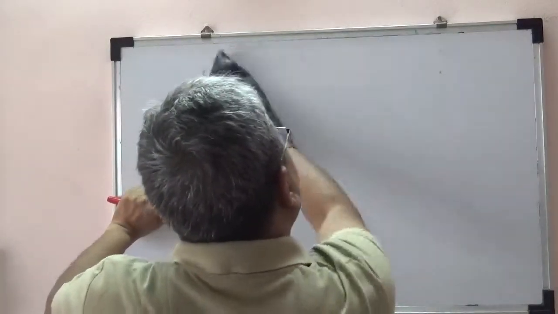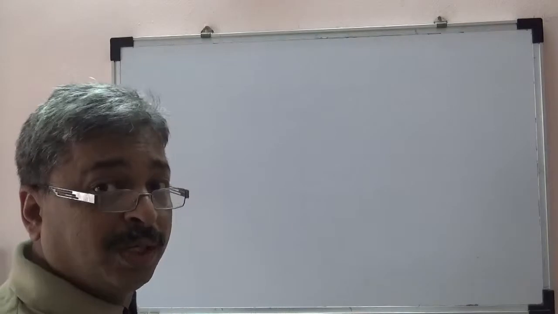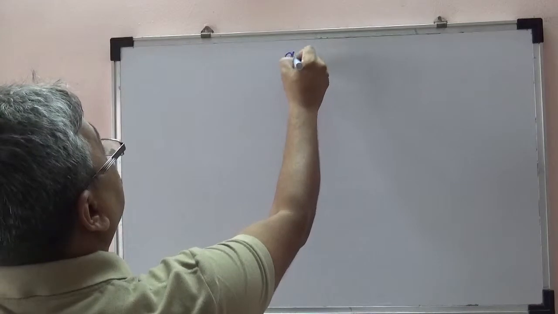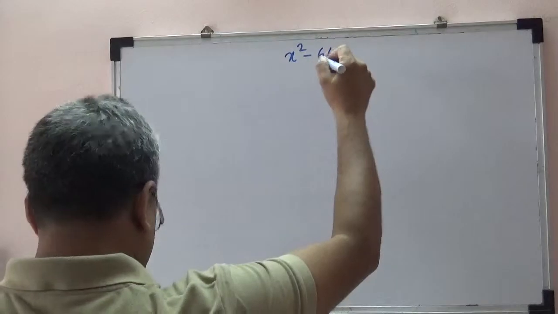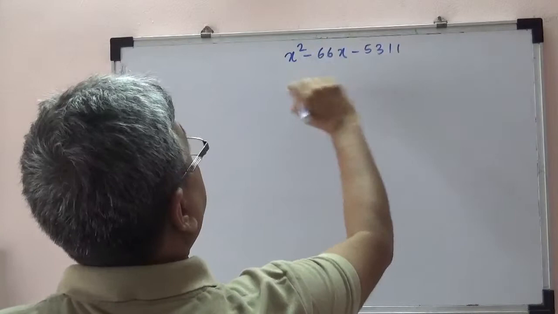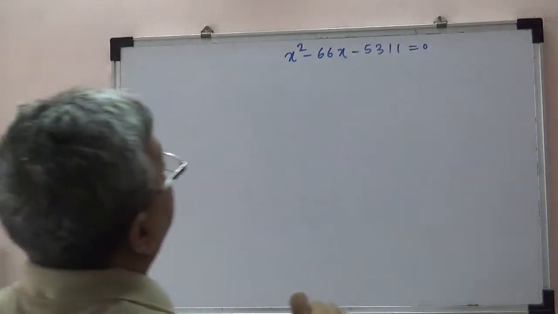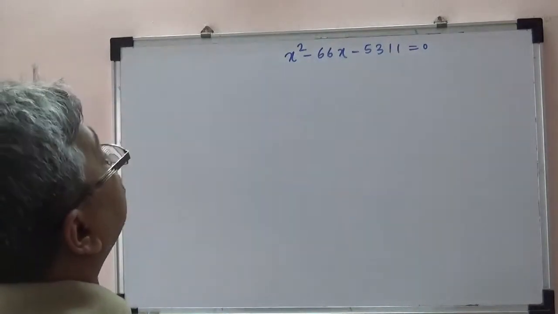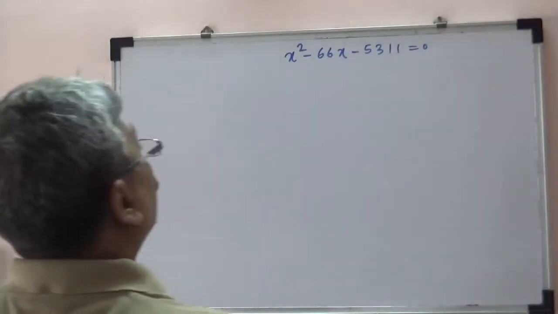So let us take one example, and there we learn a new technique of factorization called method of improved guessing. We need to guess something and go very near to the final answer. x square minus 66x minus 5311. Suppose we wish to factorize this is equal to 0, means we need to find out values of x which make this expression 0, and unless we factorize it we will not be able to find out values of x. Therefore first job is to check how do we factorize it.